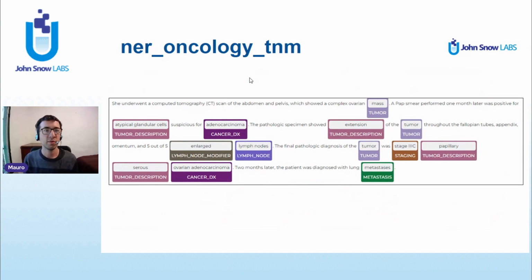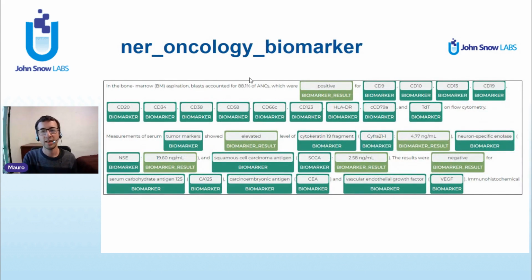Here you have another example of another model. This is NER oncology TNM, which extracts information related to the TNM stage of the patient. So here you can extract the cancer diagnosis, also any mention of staging, and also mentions of tumor and its descriptions, lymph nodes, and metastases. And just another example of extractions with NER oncology biomarker, which extracts biomarkers and their results.